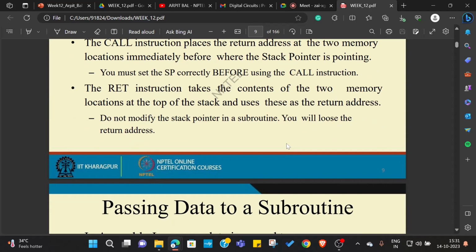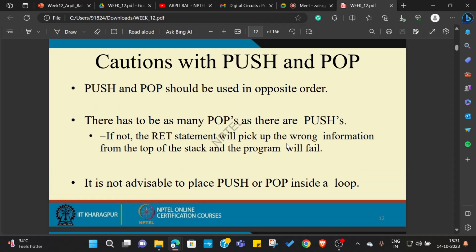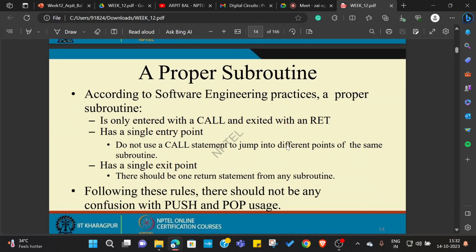Okay, and there are a few cautions that we need to take with the push and pop operations. These instructions are related to the stack, so there should be an equal number of pushes and pops. And there are a few good practices to take care of while using a call statement or a return statement. There is something called a proper subroutine, which is a term in good engineering practice.